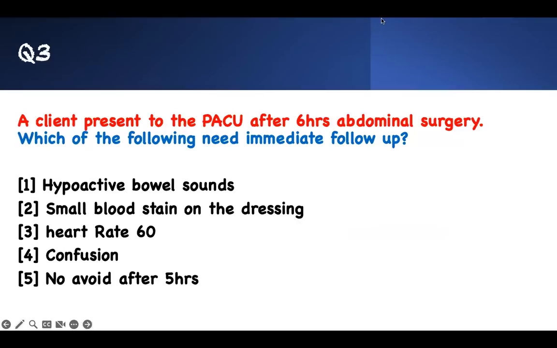Number 3. Like once again, test taking strategy. We're going from the back. Which of the following need immediate intervention? Those are my buzzwords. They're buzzing in my ear.